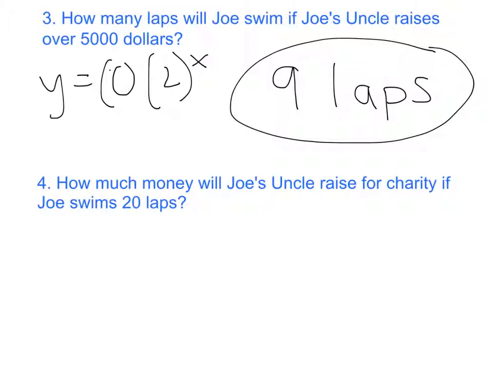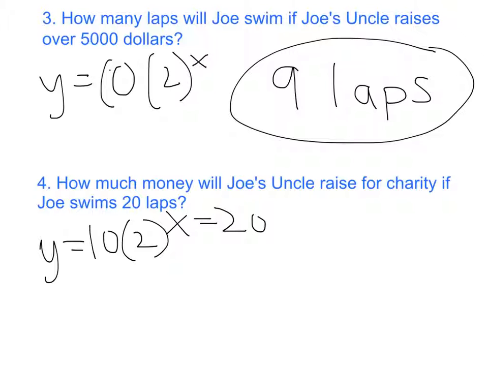Question 4. How much money will Joe's uncle raise for charity if Joe swims 20 laps? And since the equation is y equals 10 times 2 to the x power, you'd have to plug in x for 20, and the answer would come out to be $10,485,760.